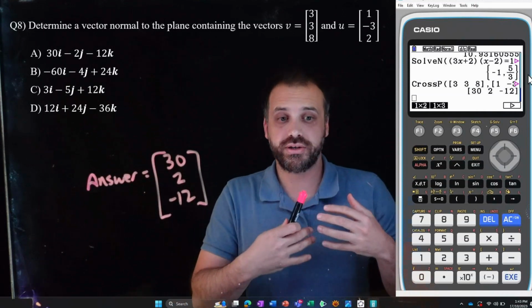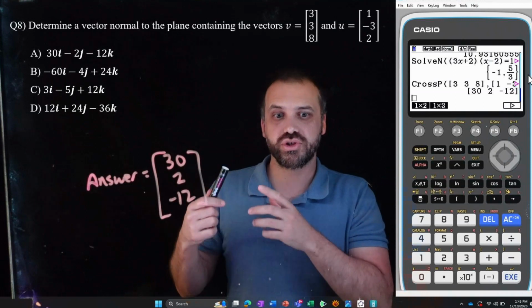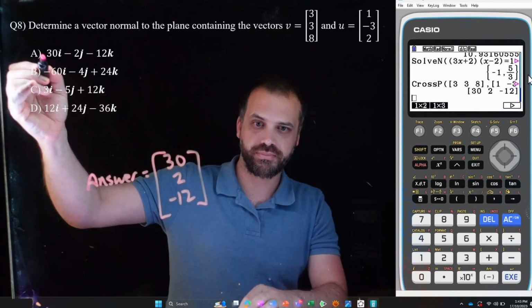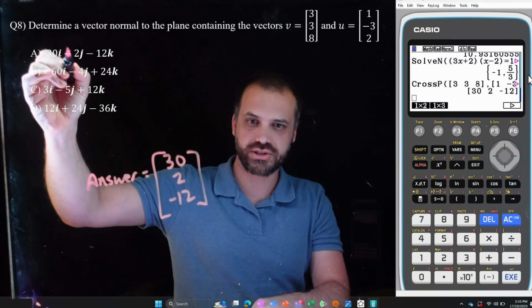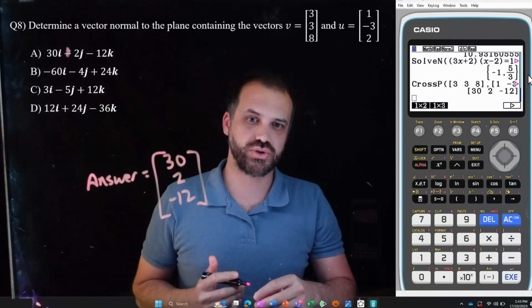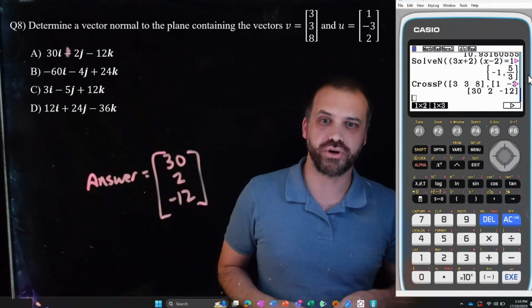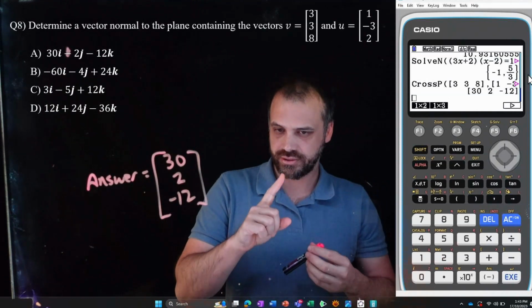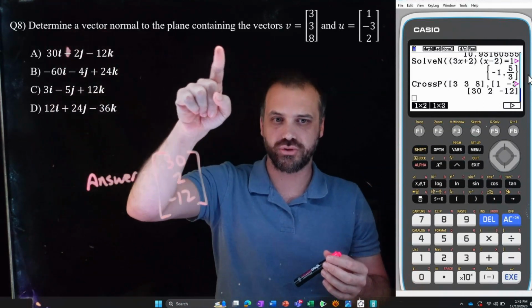And so what my student did, who was actually proofreading these questions for me, said, this question's wrong, right? Instead, part A should be 30i plus 2j minus 12k. Pretty decent assumption given he was proofreading my work. But, right, read the question. Determine a vector normal to the plane.